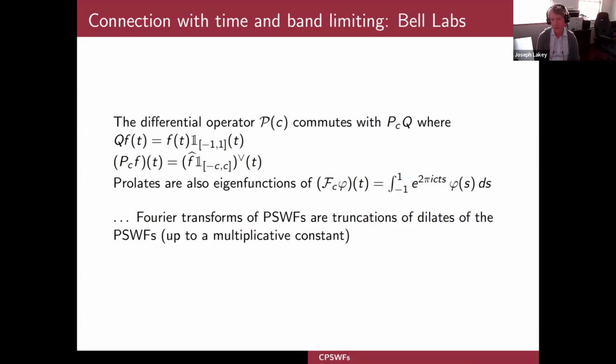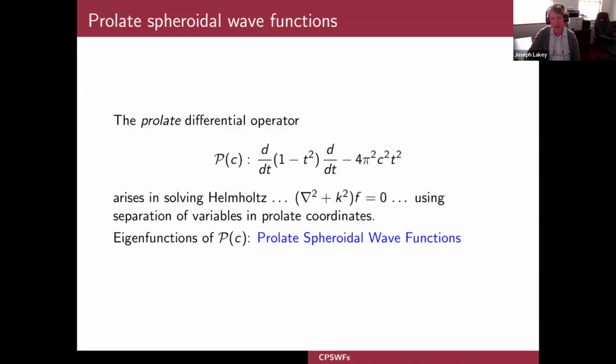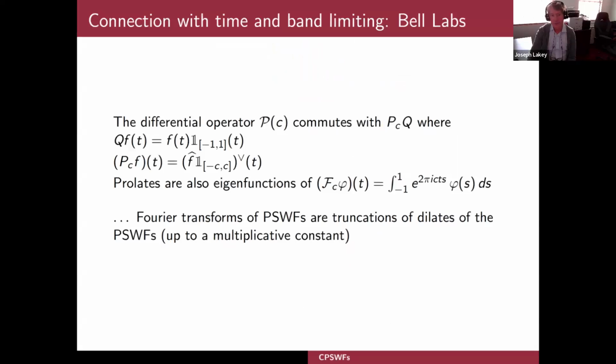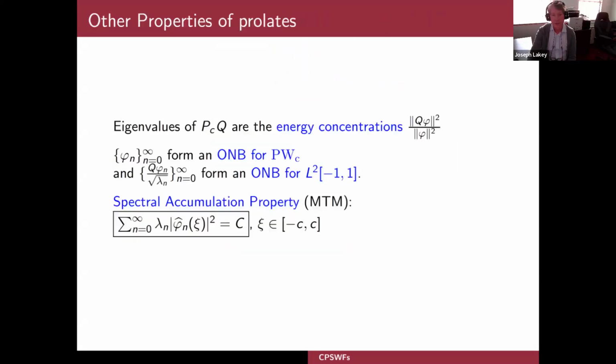And they're also eigenfunctions for this dilated Fourier transform, integration from minus 1 to 1 against the kernel e to the 2 pi i C t s. So the dilation is putting the factor C in the exponent. I'm not going to go through a proof of that, but if you look at the operator, and if you recall that differentiation is intertwined with multiplication by the variable for the Fourier transform, then if you do all that intertwining and rearrange things, you get an operator that looks the same except with different factors out in front. And that's basically the reason why the prolate differential operator commutes with both band limiting and truncation in time and with the truncated Fourier transform.